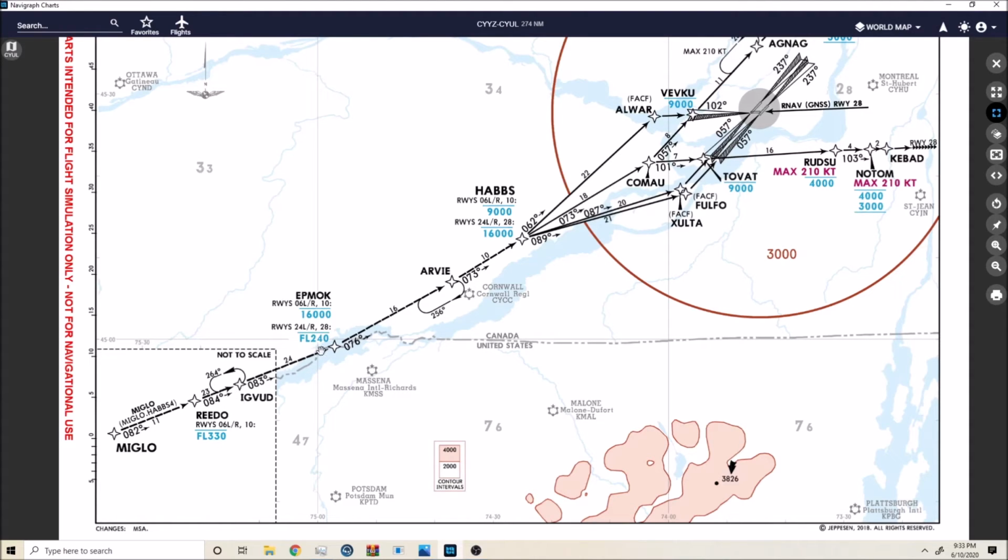IGVUD. EPNOC. Now we're going to 24 left and right, so we'll be using this one. Flight level 240 or below at EPNOC.